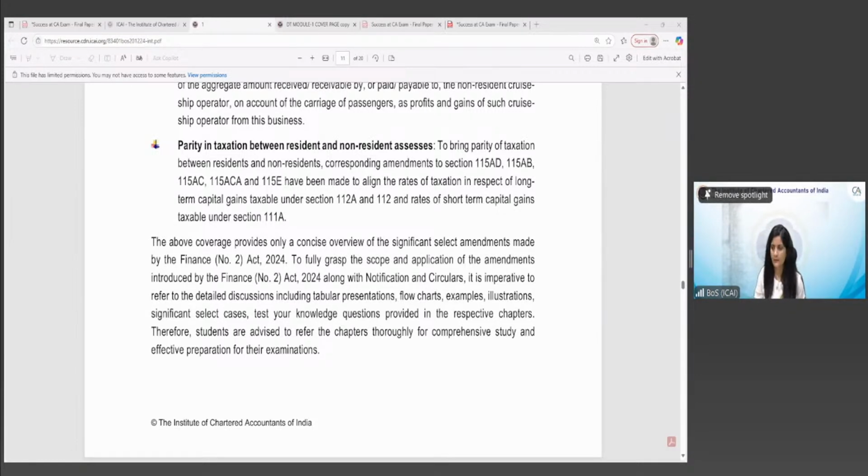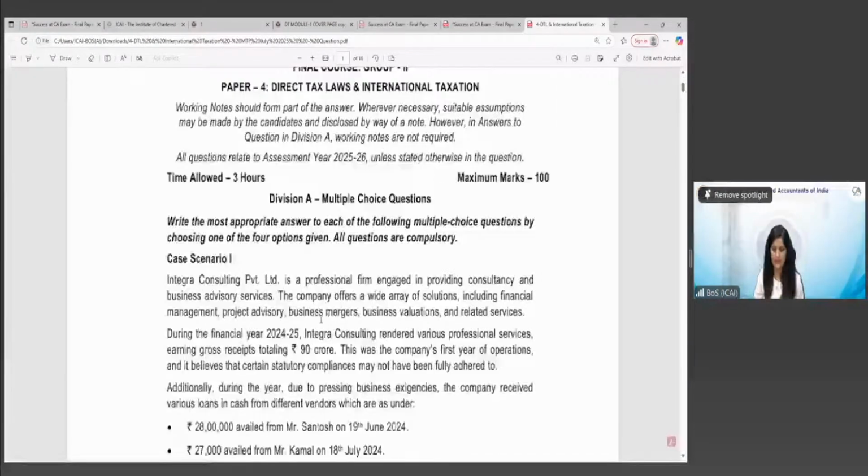So, is my screen visible? I want to take this here also. Yes.